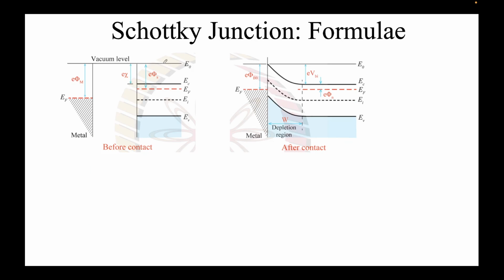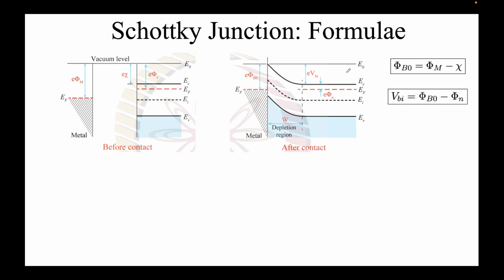Okay. We're running out of time, so let's quickly look at some formulas which are frequently used for short problems related to Schottky junctions. These are just the before and after diagrams that I showed already in the previous slide. So this barrier that we see over here is simply the metal work function, phi m, between the vacuum level and the Fermi level, minus the electron affinity. So this is the phi b naught that I'm talking about.